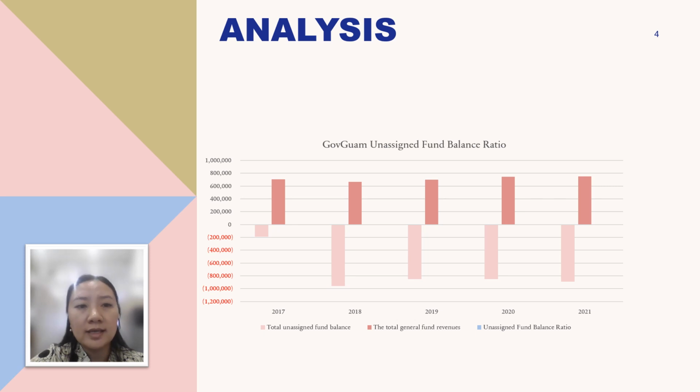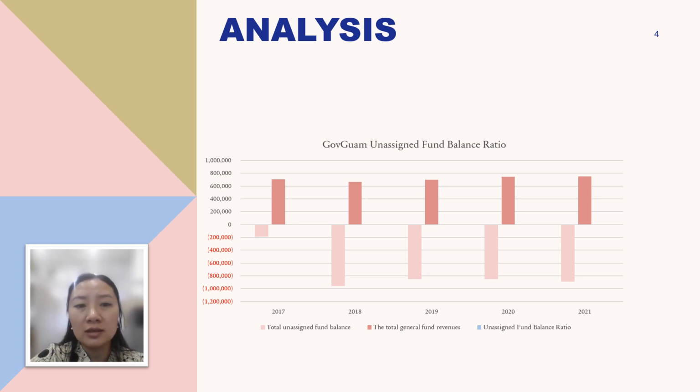Now let's examine the government of Guam's unassigned fund balance ratio over a period of 5 years, from 2017 to 2021. So you can see here that it's been negative every single year. So every single year, they planned to spend more than they actually had. In 5 straight years, GovGuam assigned more money than it had.